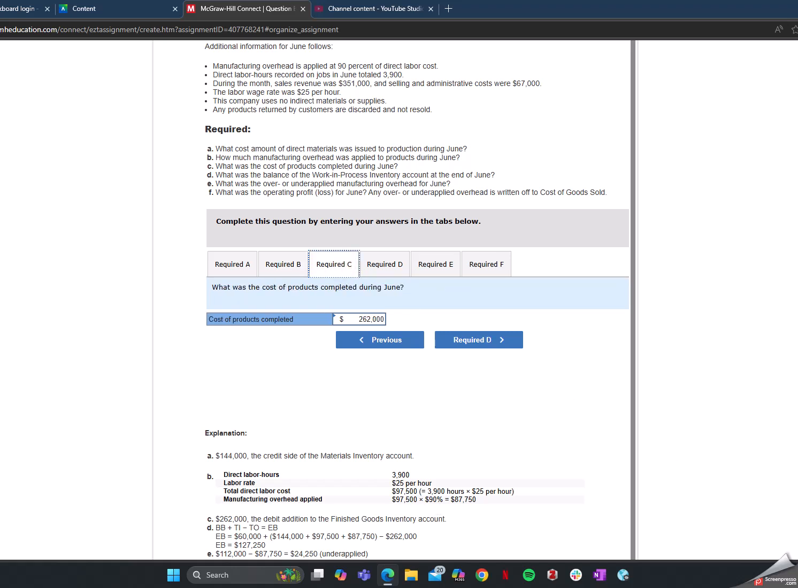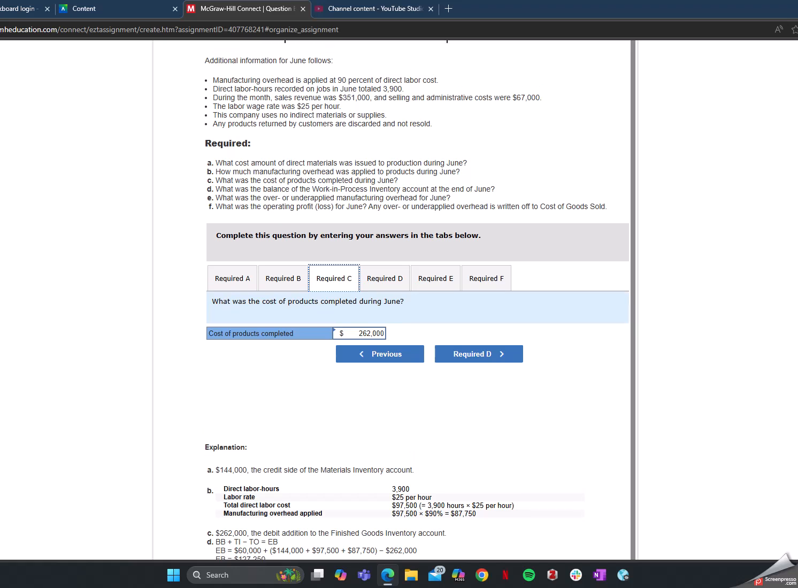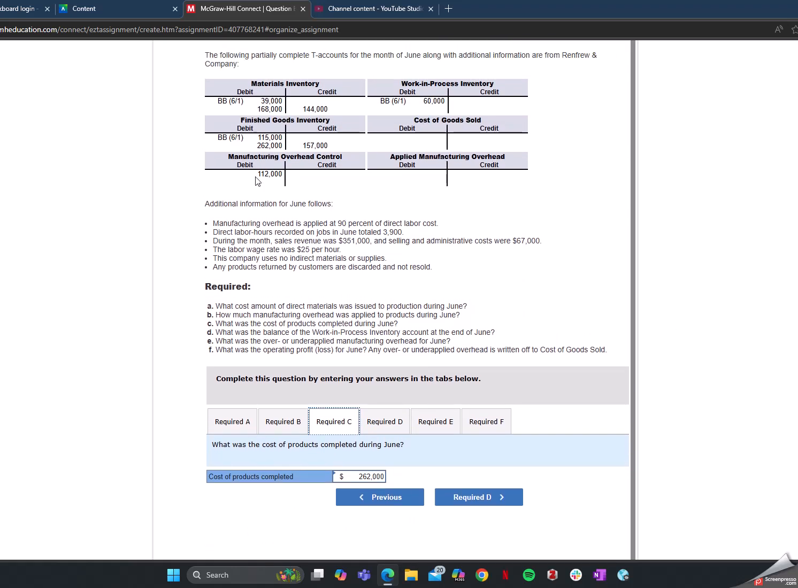Then requirement C, the cost of the units produced. This is one you always want to check at the T accounts first because those are easiest. The cost of our units produced is what would have been added into finished inventory at the end of that production period, so the $262,000.